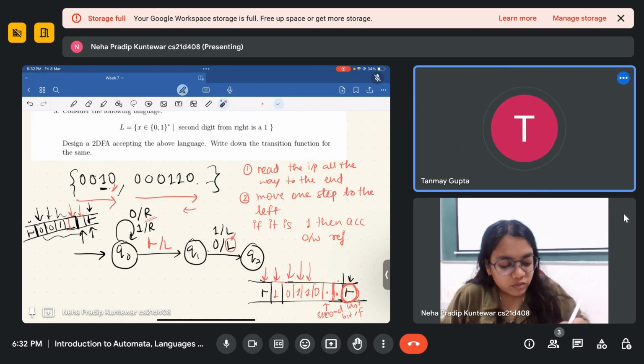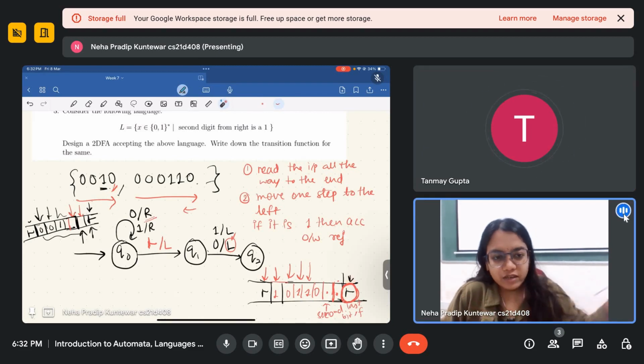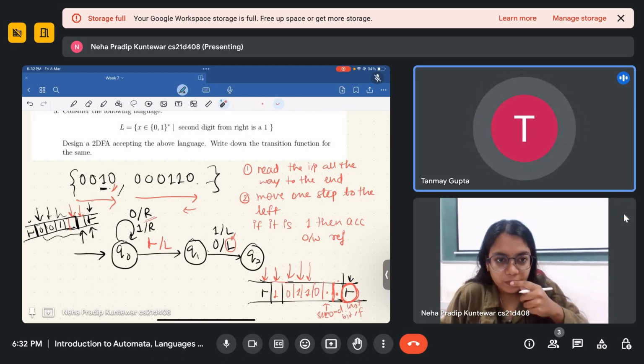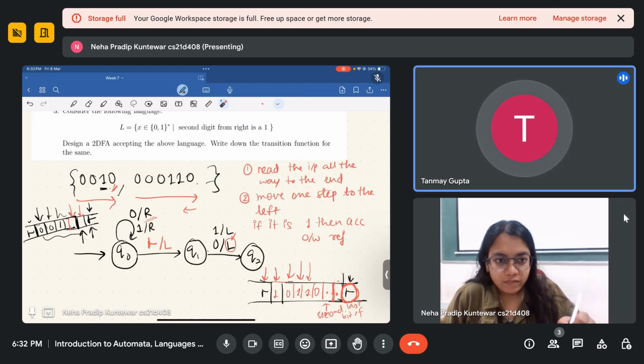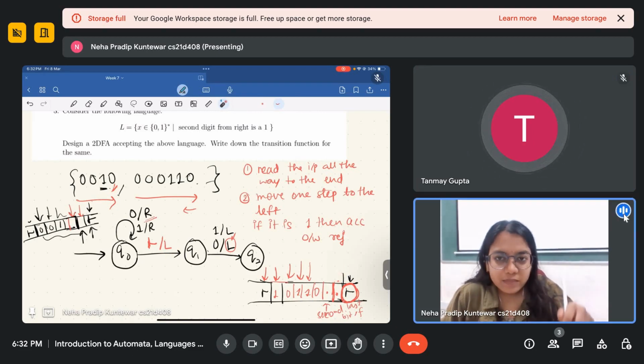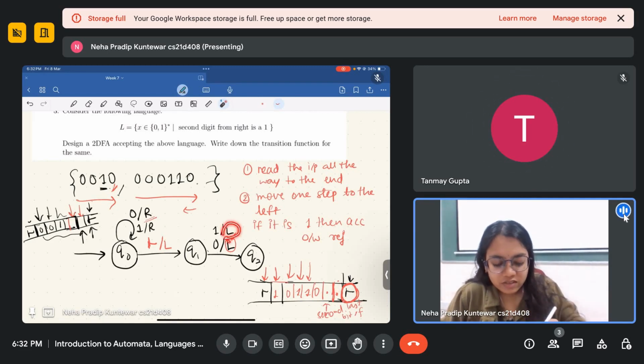Okay, so that means I have read the entire input. Now what I should do is go back here, 2 steps, so that I can read the second last bit from the right. This left basically tells you, now you are here, now you should go here. And that is not the bit we want to read. We want to read the second last bit. This is the last bit. So again, we should go one more step to the left. That's why here we have a left.